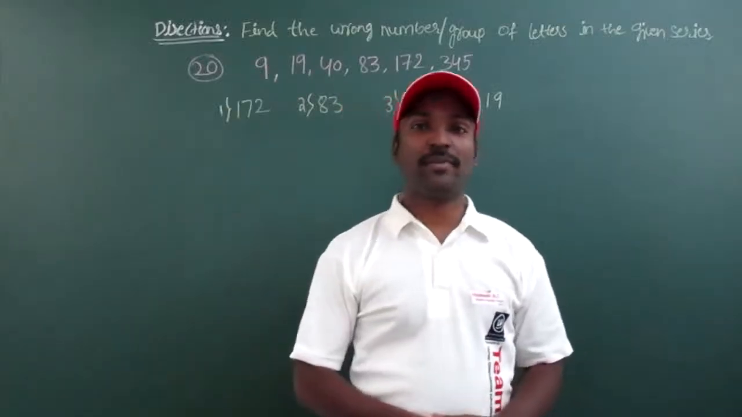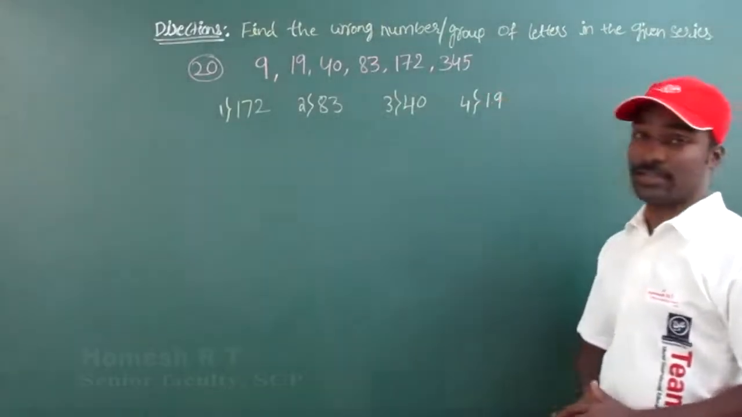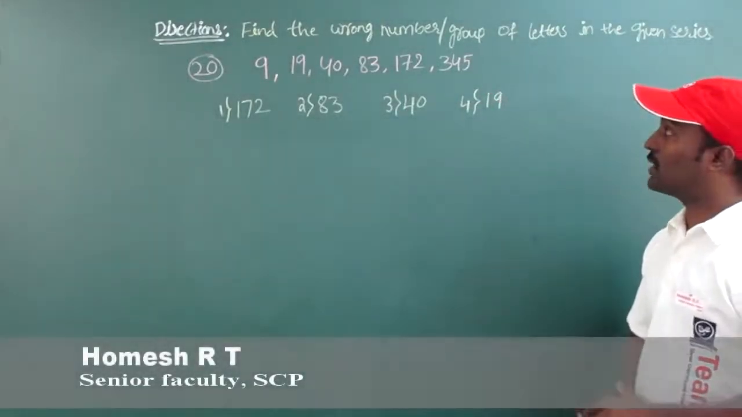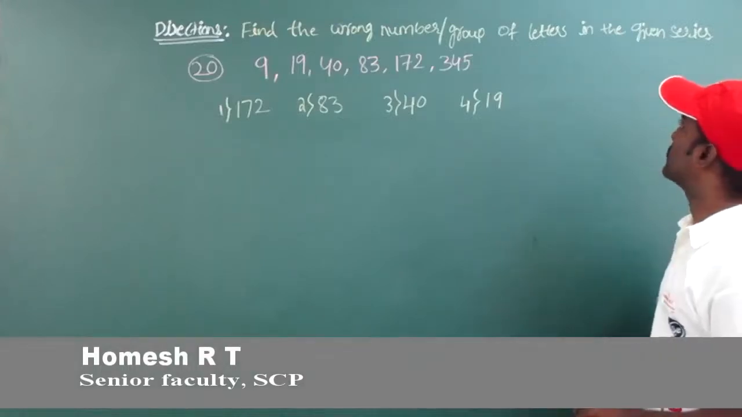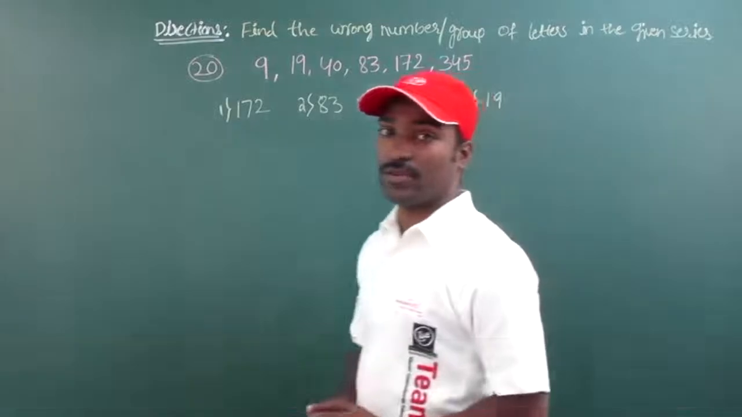Well friends, here is problem number 20. Before going to problem 20, I will read the direction. Find the wrong number or group of letters in the given series. So this is the given direction.